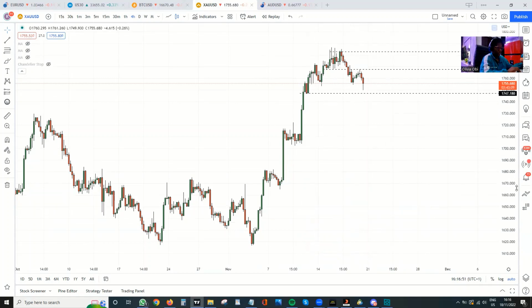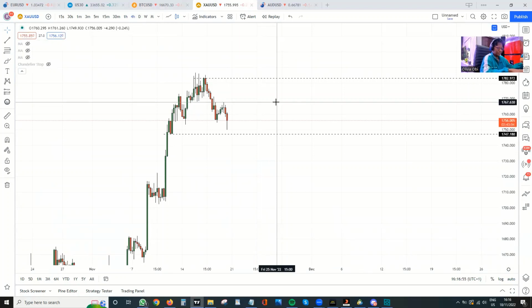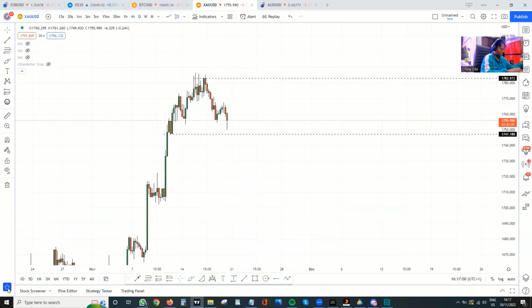So now, today is Friday, so I don't know when this thing is going to happen. Probably this will be next week's trade. So, trend line.